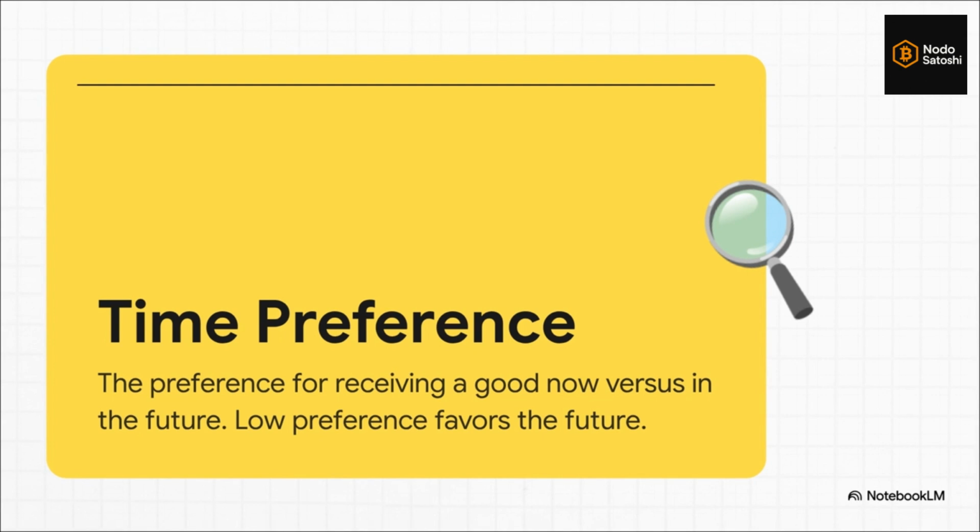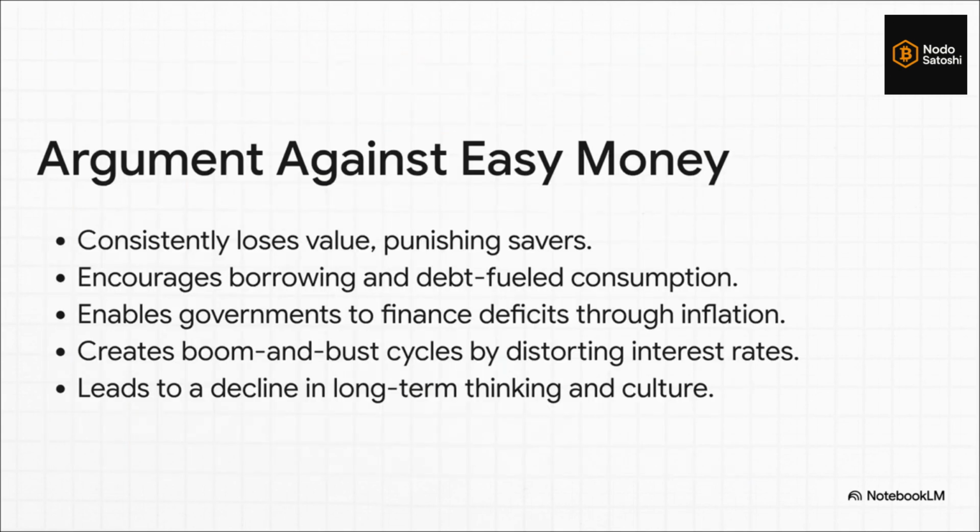Okay, now here's where it gets really interesting, because this choice of money supposedly changes how we all act. The book brings up this idea of time preference. So think of it this way. A society with sound, hard money is encouraged to save, to invest, to think about the long term. That's a low time preference. But a society with easy money pushes you to spend right now, before your cash is worth less. That's a high time preference. And the consequences of that shift, according to the author, are just massive.